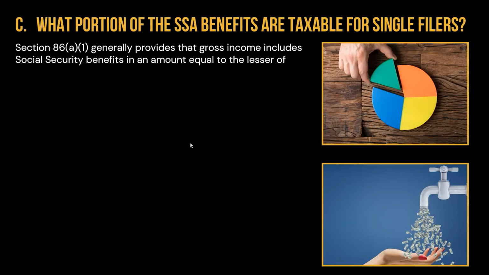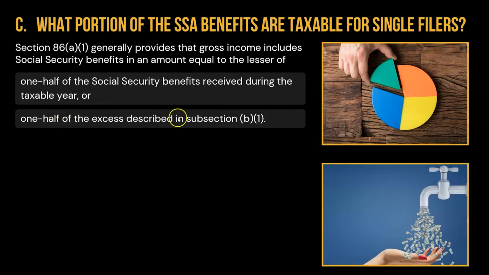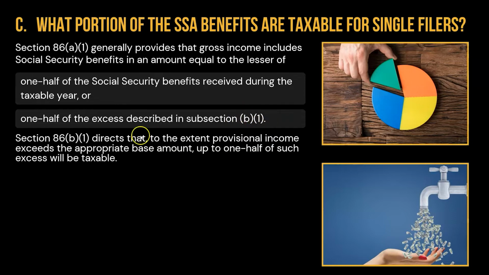Great. So we've addressed what a base amount is. We know what an adjusted base amount is. We've heard about provisional income. So let's continue moving on to determine what portion of your Social Security benefit is taxable, especially when you're a single filer. Section 86A generally provides that gross income includes Social Security benefit in the amount equal to the lesser of 1/2 of the Social Security benefit received during the year, or 1/2 of the excess described in subsection B1. Now, what is in subsection B1?